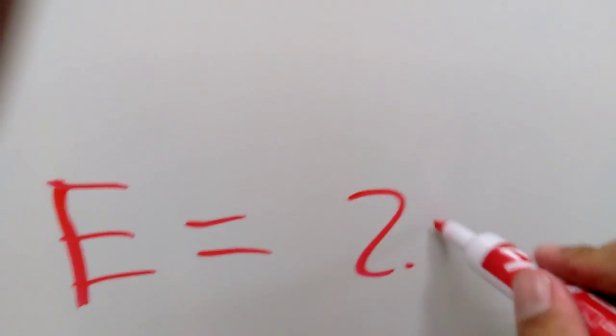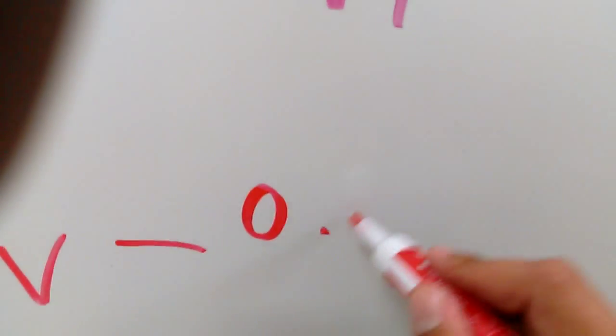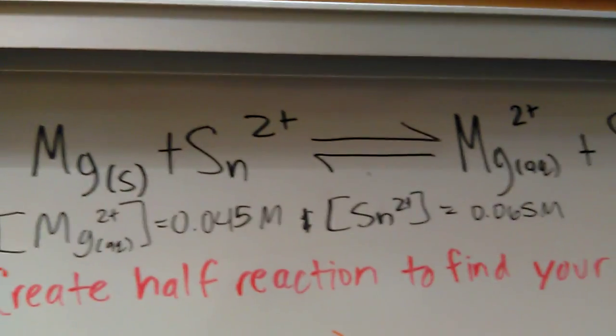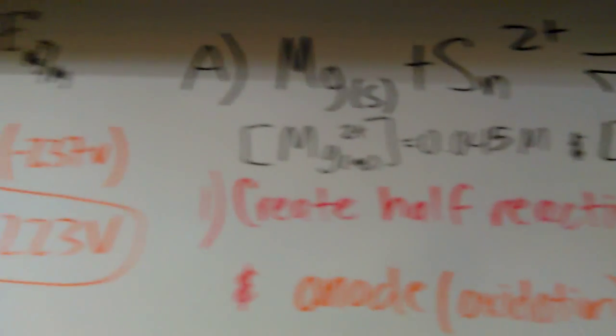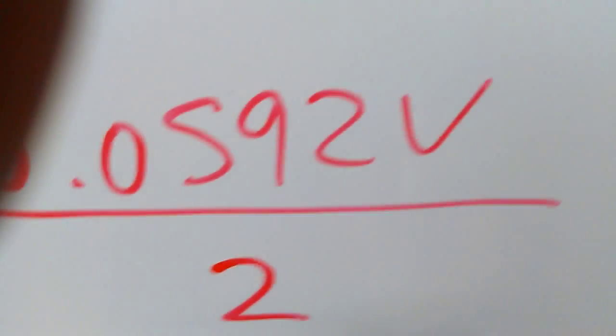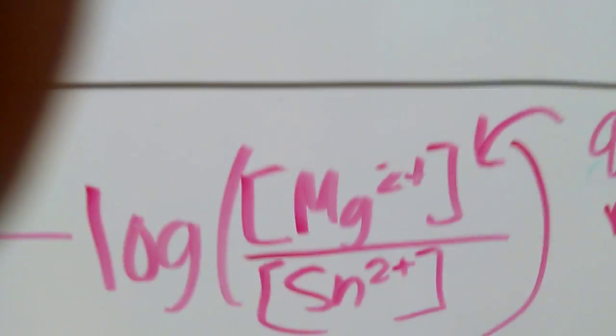So our E is going to equal 2.23 volts minus our same number here, which is 0.0592 volts over the number of moles. Now we can find the number of moles by the charges here. And here we have an equal charge, so we don't have to multiply or anything. We just know our charge is going to be the 2+. So we know we're going to have 2 moles here. So we put a 2 here. And then it's going to be times log, and then the reaction quotient.